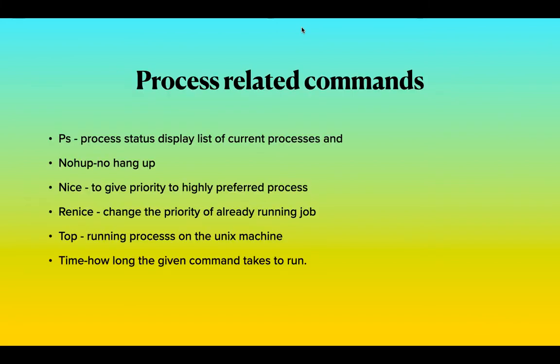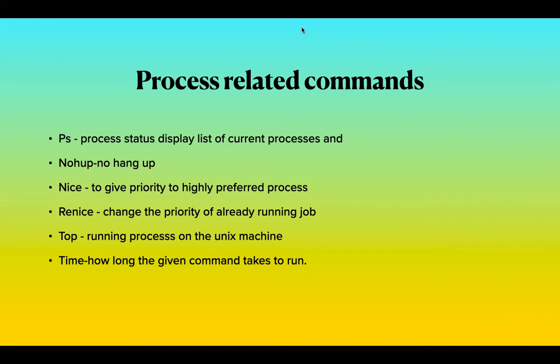In today's session I'll be discussing process related commands, process scheduling commands, process communication commands and memory related commands. Different types of commands are there for Unix for different operations. The first commands we are going to see are the process related commands: ps, nohup, nice, renice, top and time. So we have 6 process related commands. ps stands for process status, nohup stands for no hang up.